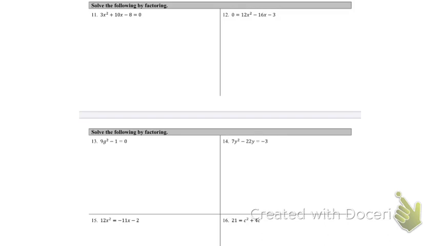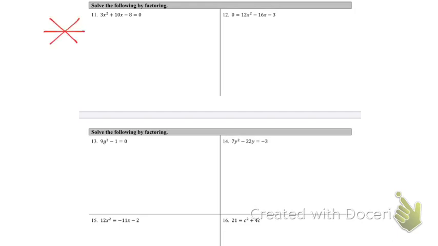Let's go here to the next section where we're going to solve the following by factoring. So let's do number 11. Number 11, we're going to factor first. Again, we're going to use the snowflake method.